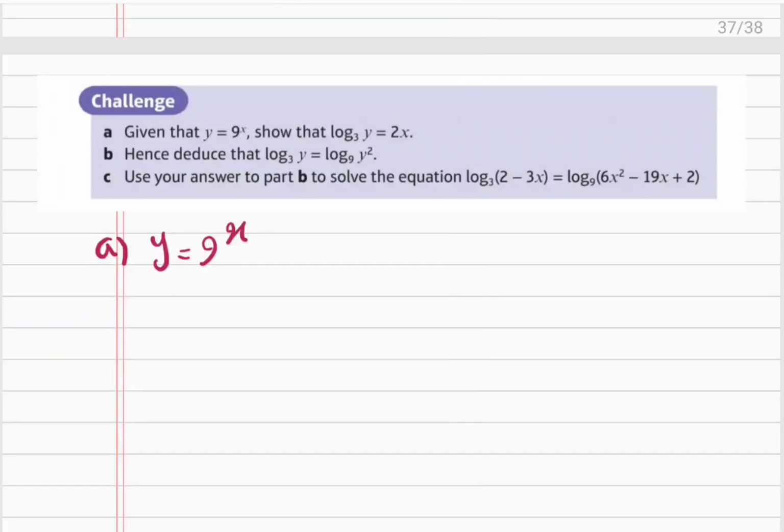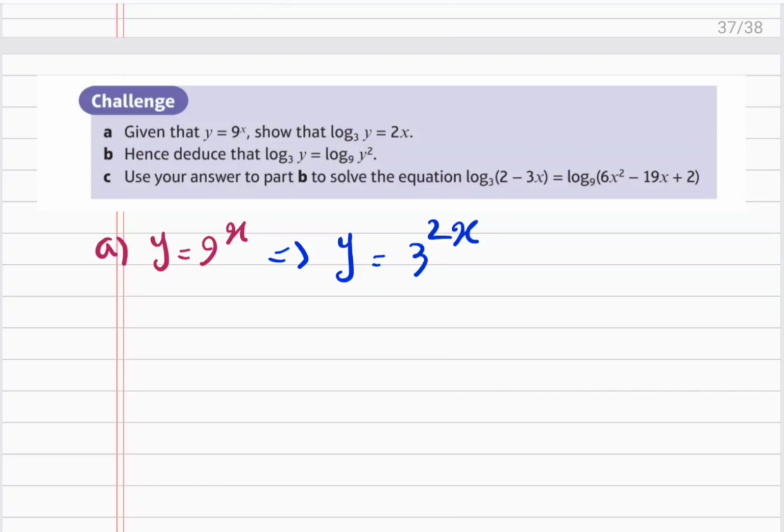Everyone, this video is on mixed exercise 14 challenge question. So in part A, we are given that y is equal to 9 to the power of x, and we want to show that log base 3 of y is equal to 2x. The first thing that we can do is just rewriting 9 as 3 squared, but since we have x in the power, this becomes 3 to the power of 2x. So that's the first thing.